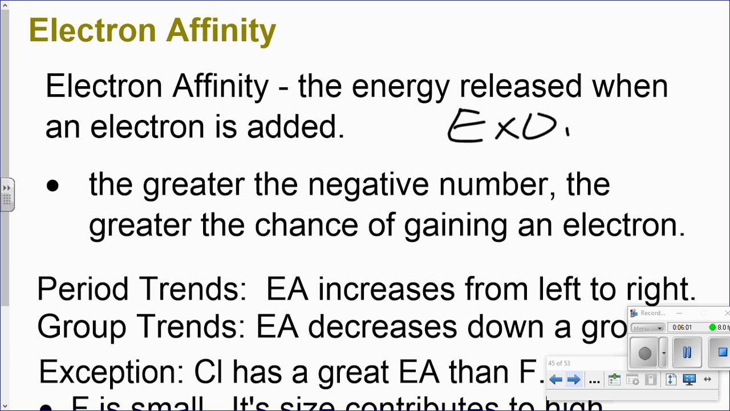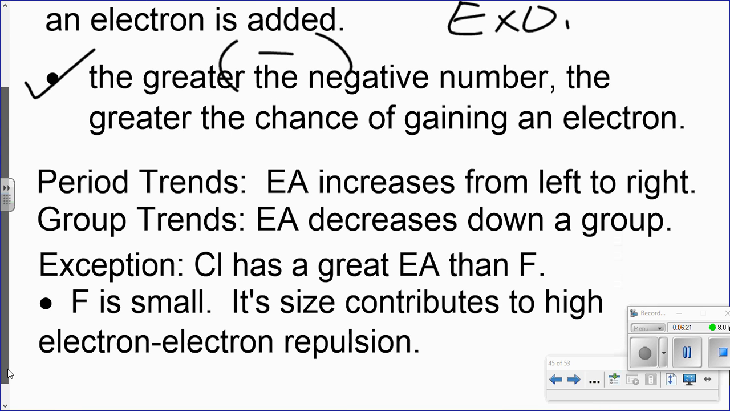Remember, anytime bonds are broken, you have to add energy to do that. But this one says the energy released. So anytime bonds are made, energy is released, and that's exothermic. Okay? So these energies will be negative in nature. Okay, the greater the negative number, the greater the chance of gaining an electron. So the period trends, as you can read here, it increases from left to right and increases up.